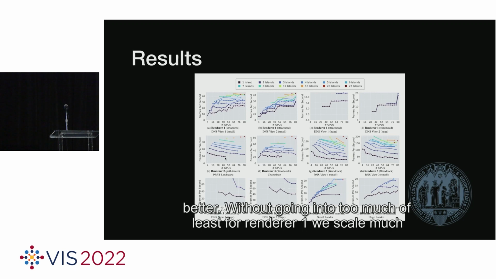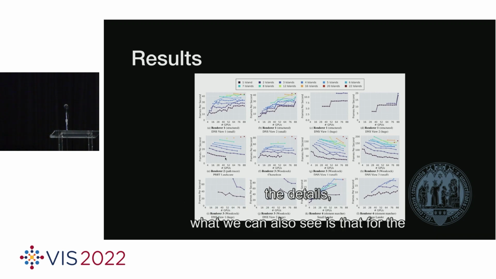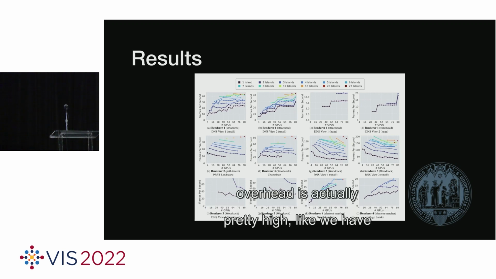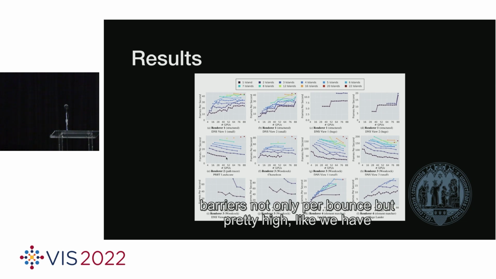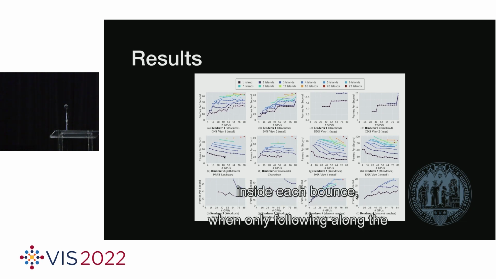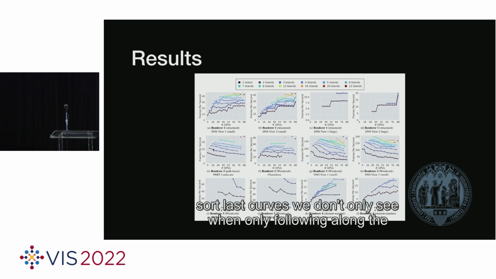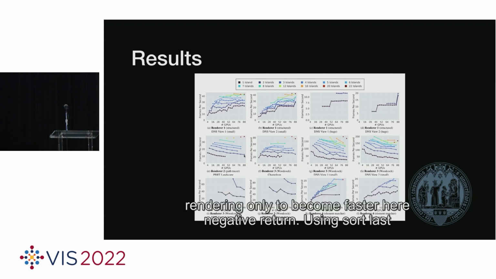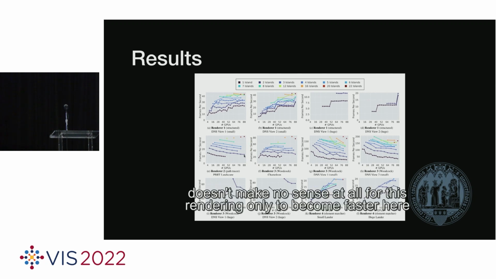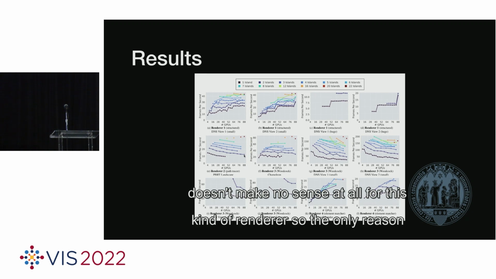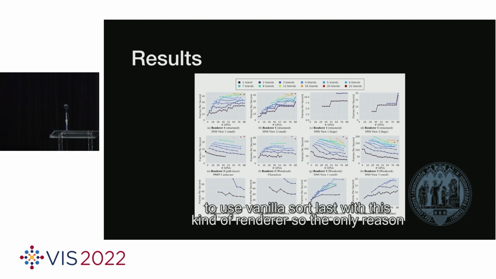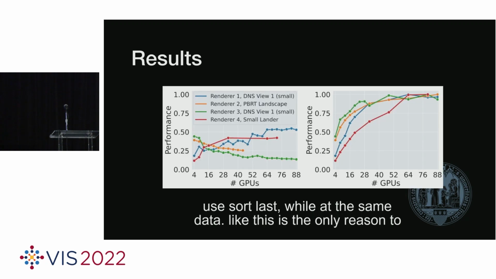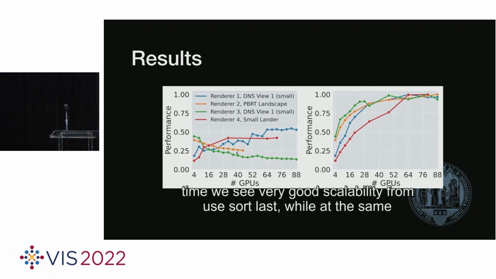Without going into too much detail, what we can also see is that for the path tracers, where the communication overhead is actually pretty high, we have barriers not only per bounce, but inside each bounce. When only following along the sort last curves, we don't only see diminishing returns, but we actually see negative returns. Using sort last rendering only to become faster doesn't make any sense at all for this kind of renderer. So the only reason to use vanilla sort last with this kind of renderer is to accommodate more data. This is the only reason to use sort last. While at the same time, we see very good scalability from using islands.